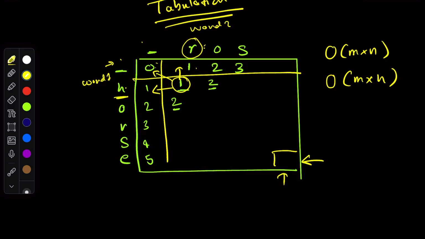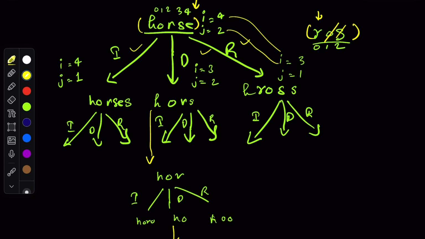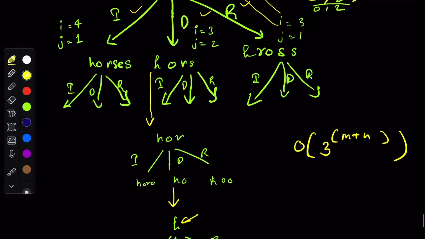Okay, now let's look at the time complexity of recursion. At every step we have three possible ways to go. So it's 3 to the power. In the worst case, what will be the depth of the tree? It would be the total length of word 1 and word 2. So it is order 3 to the power m plus n in recursion.